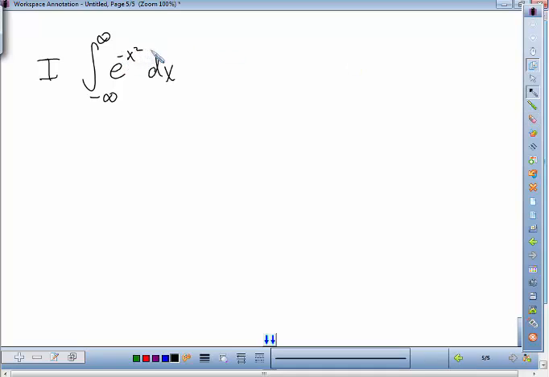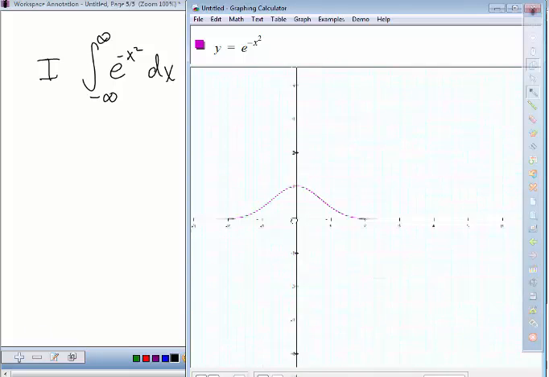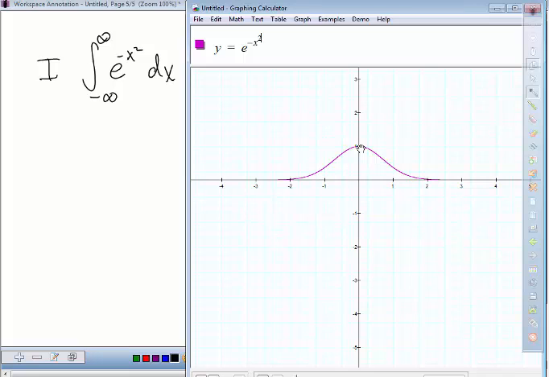Negative x squared. Yeah, if you were to plot that, you see this curve. Now, because this curve has a height of 1, already the area under the curve is going to be bigger than 1. So we want the area under the curve to actually be equal to 1. So people are interested in finding out what this is equal to.